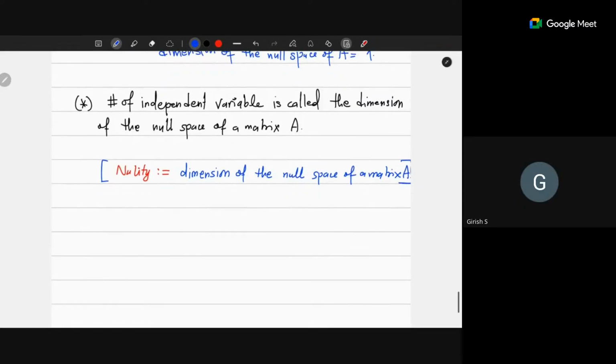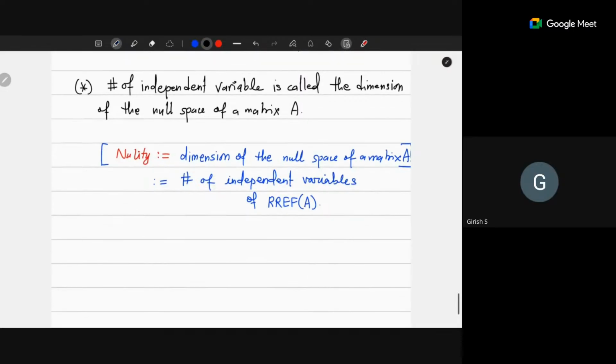So nullity is equal to the number of independent variables of the row reduced echelon form of A. All right.